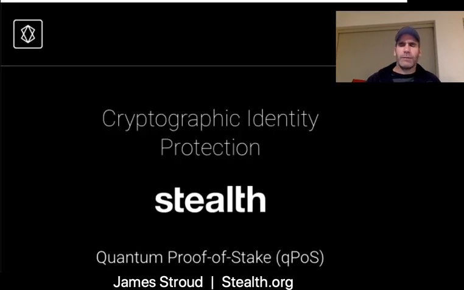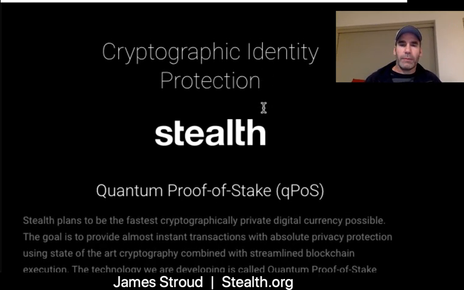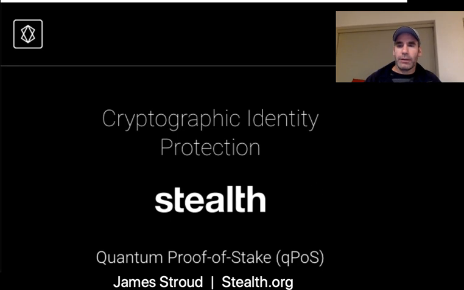I should have had this up front, but I'm making this video kind of real time here. This is our website, stealth.org, and you can see it's down here in the marquee. You can go to stealth.org and learn about the coin and what we're doing. What formerly was known as quantum proof of stake is now known as Junaeth and will be reflected as such in our new website that, you can see, has not been published yet.